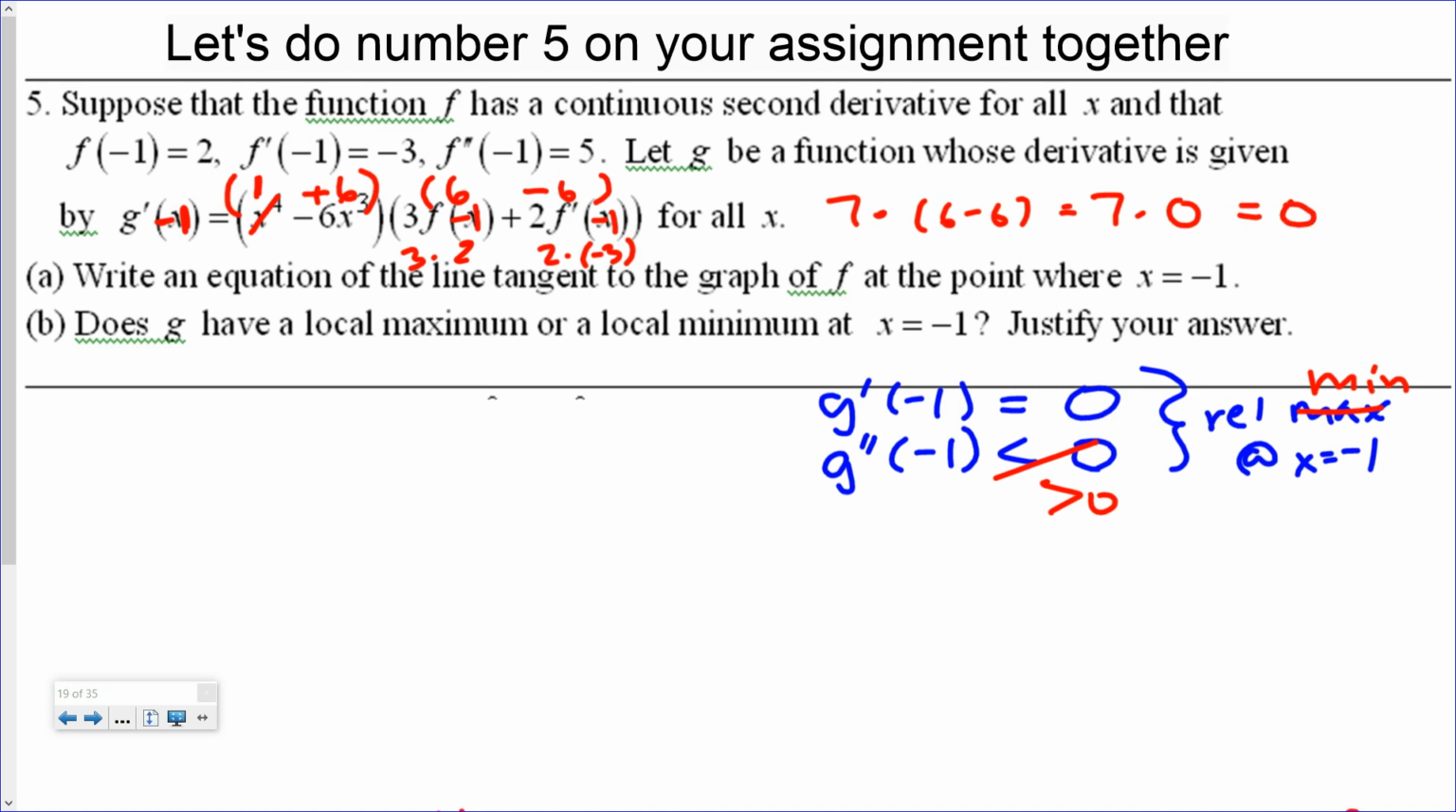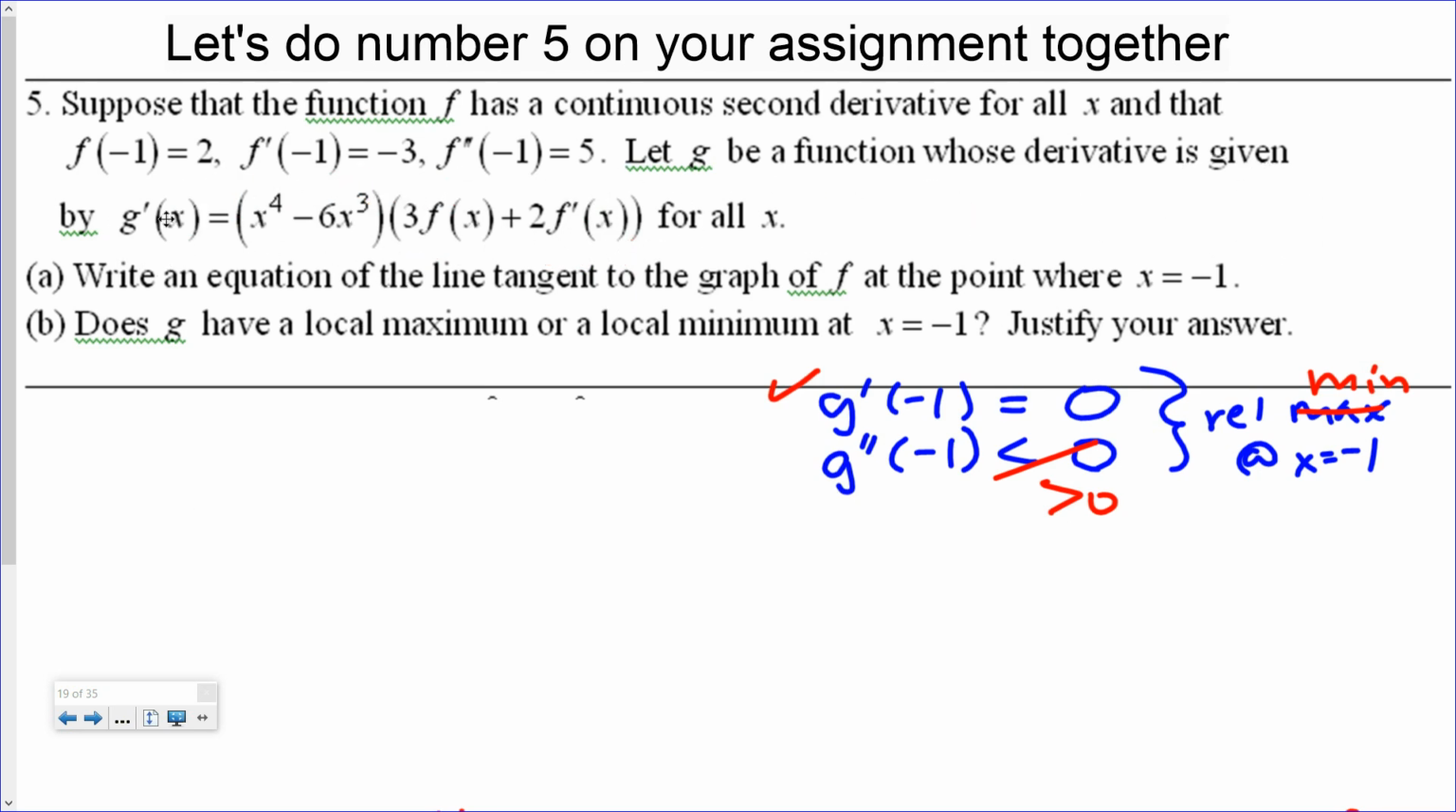Is everybody good with that? So look, I've already said that g prime of negative 1 is 0. Check. Now I just need to tell whether the second derivative is greater than or less than 0. Well, let's see if we can do the second derivative.